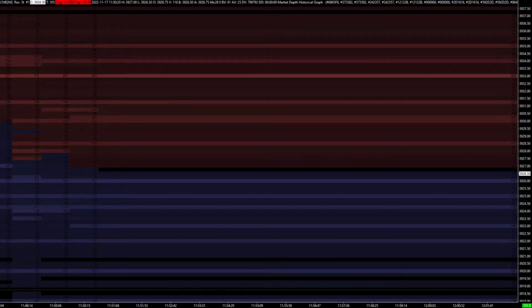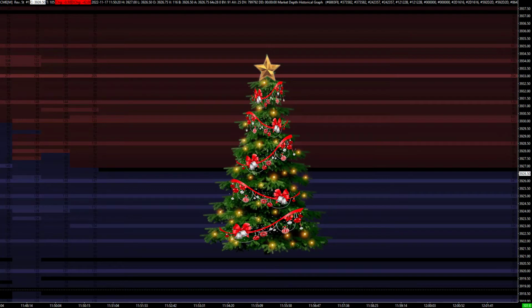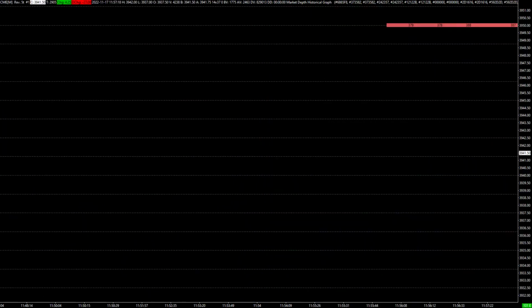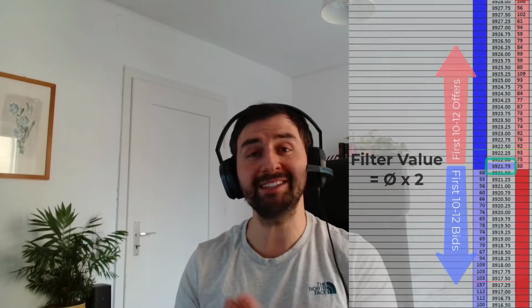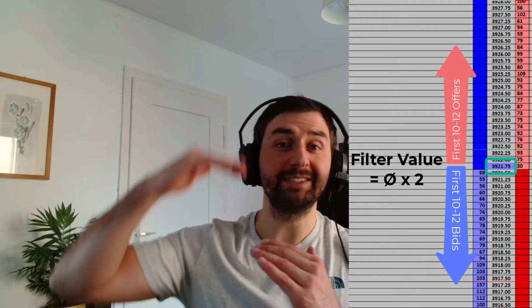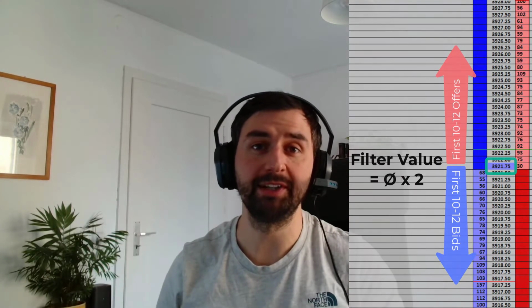Now a good day trading platform allows you to adjust that filter accordingly so that your heat map chart doesn't either look like a Christmas tree if the filter value is too small, or like a black hole where you don't see any large orders if your filter value is too big. A good rule of thumb for the filter value is around twice the size of the average orders sitting in the DOM, 10 to 12 prices above and below the currently traded price.